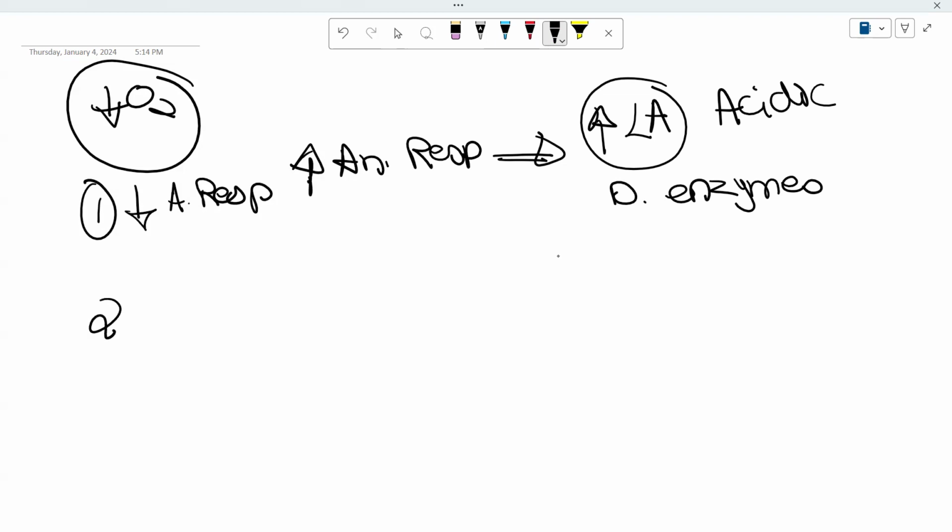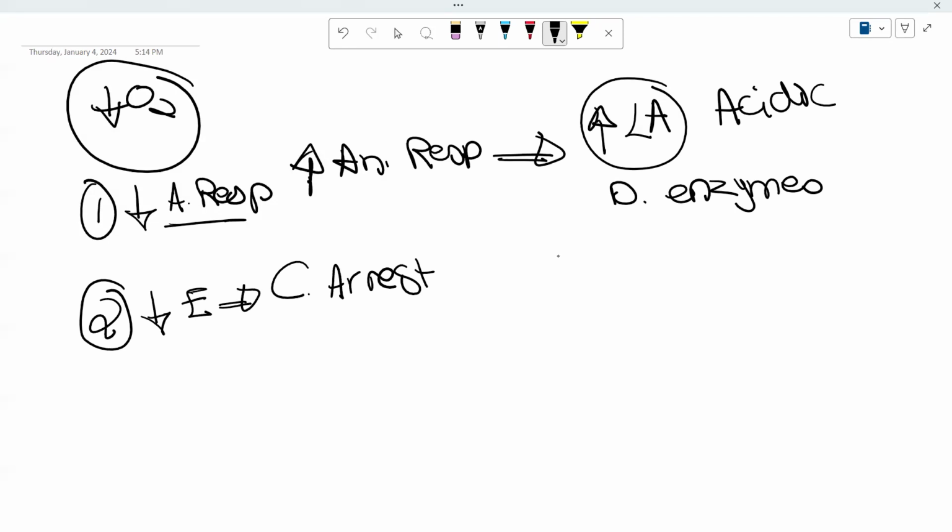Okay. The second consequence is that, like Mariam said, when there is a decrease in aerobic respiration, there is a decrease in energy. The heart will not be able to even pump, and this is going to cause cardiac arrest. Again, I think we took this last year. Any questions on point number 2? No. Now, point number 3 is the new one.